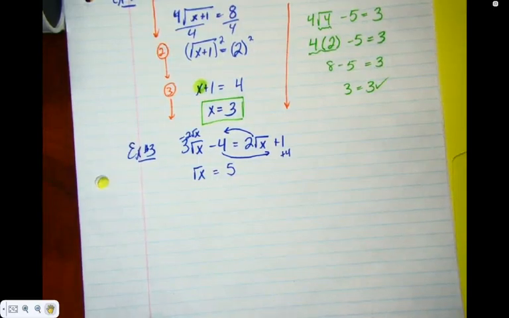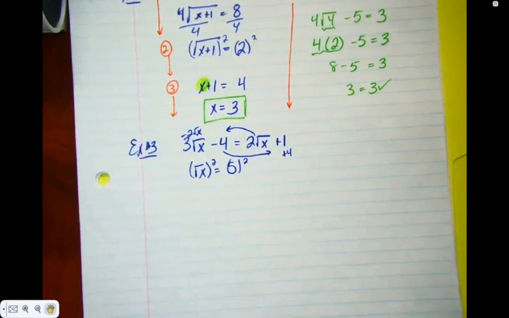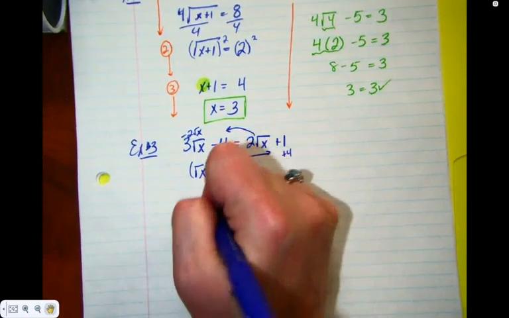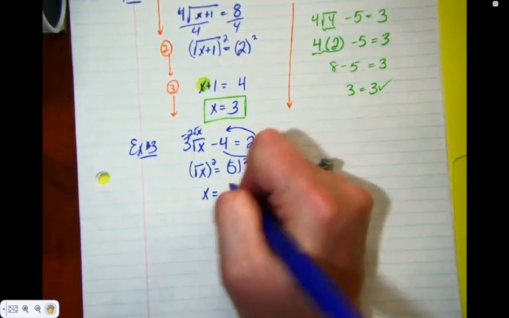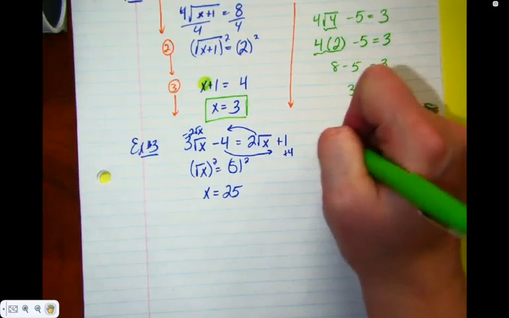Step number 2. Square both sides, put brackets, and put 1 on each side. Square root of x squared equals 5 squared. Step 3. Check is step 4. What's step 3? Isolate the variable. Done. Now we can go to step 4.